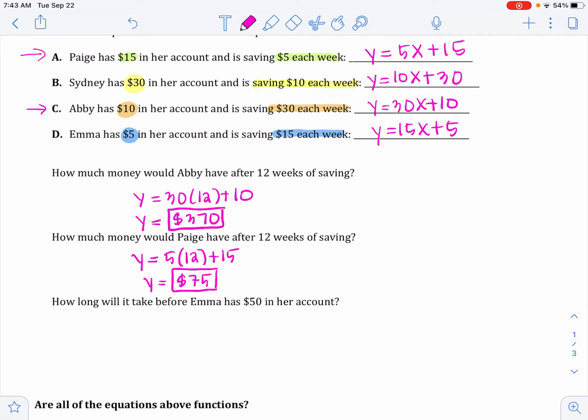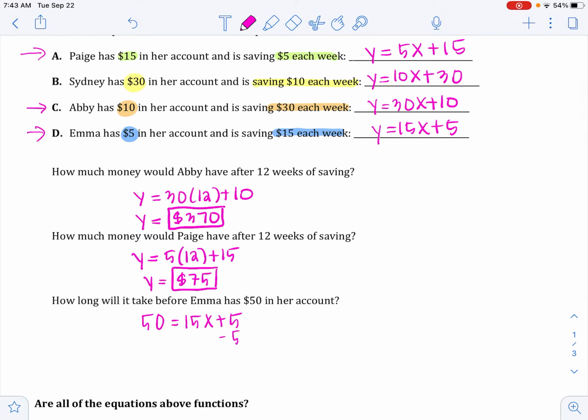Next one. How long will it take before Emma has $50 in her account? So this time they gave me a final amount. Here's Emma. They gave me the final amount, which is 50. So y, which is 50, equals 15x plus 5. And I'm trying to find the number of weeks it will take, so that's why I'm solving for x. All right, subtract 5 from both sides. 45 equals 15x, divided by 15. x equals 3.